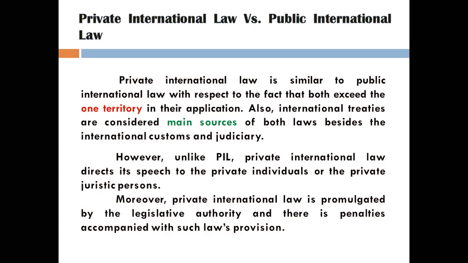Also, we say that both are international because the main sources of these two laws admit international treaties, international customs, and international judiciary as main sources of both laws. That's why we say that both laws are similar to each other. What are the similarity points? The similarity points are, first, that they exceed the one territory of the state. Number two, that they both admit these sources, I mean international custom, treaties and judiciary, as main sources of both laws. Okay?